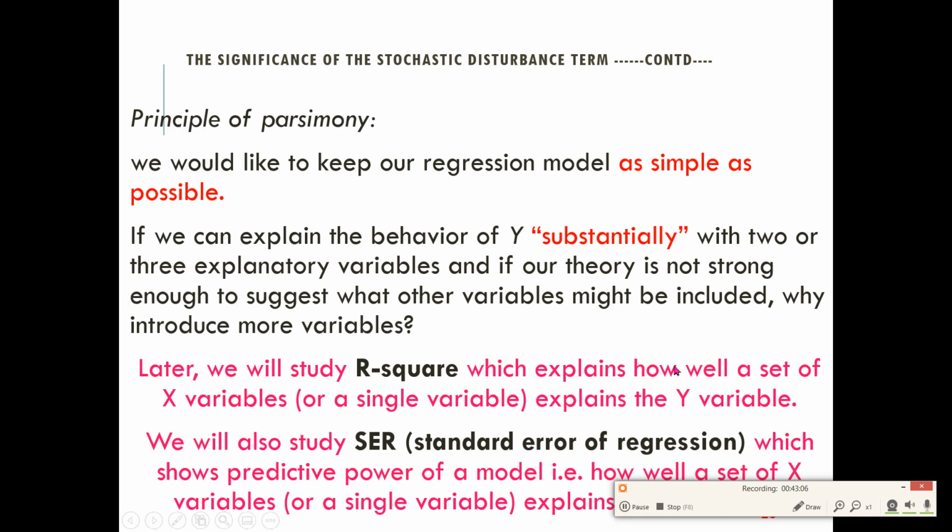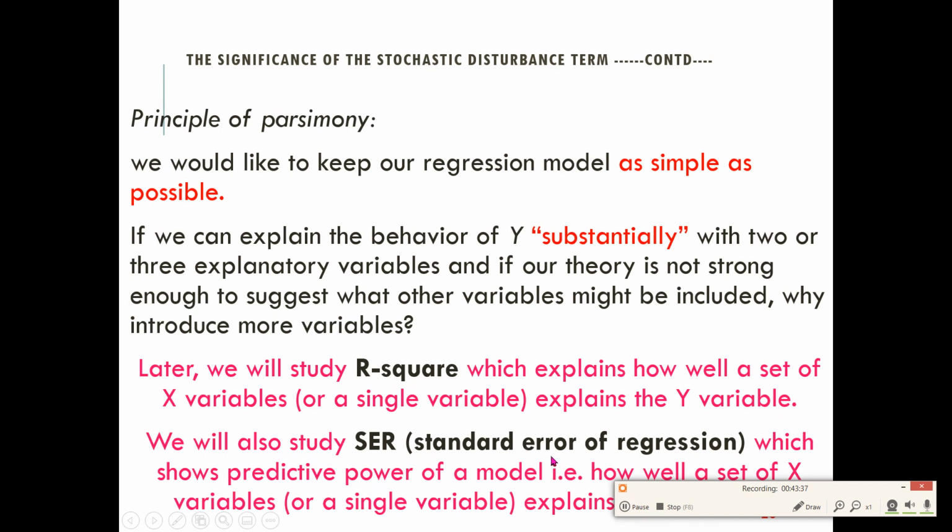So later on we will also study a different criterion with the help of which we decide how we can state that a parsimonious or a simple model is simple yet efficient as well. So we will discuss later in the course the concept of R square and the concept of standard error of regression, which will show the predictive power of a model.